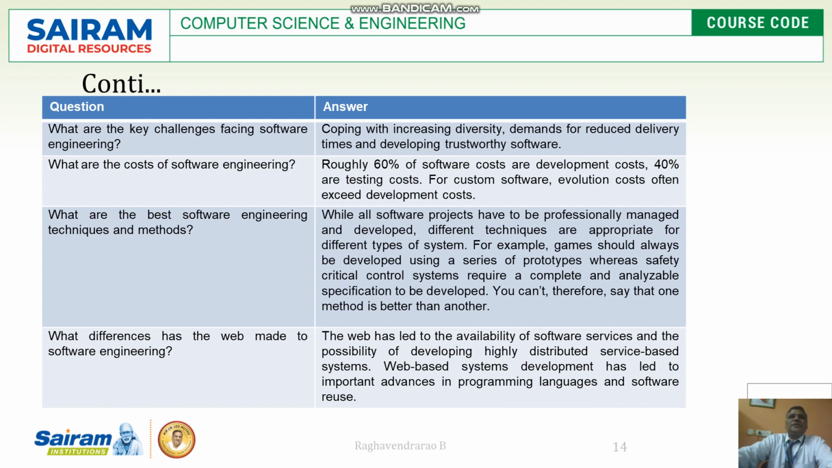Then the cost of software engineering: how do we divide it? Development cost is 60% and testing cost is 40%. This sometimes varies, for example 80-20. Then the best software engineering techniques and methods, we cannot predict, because it varies from application to application.